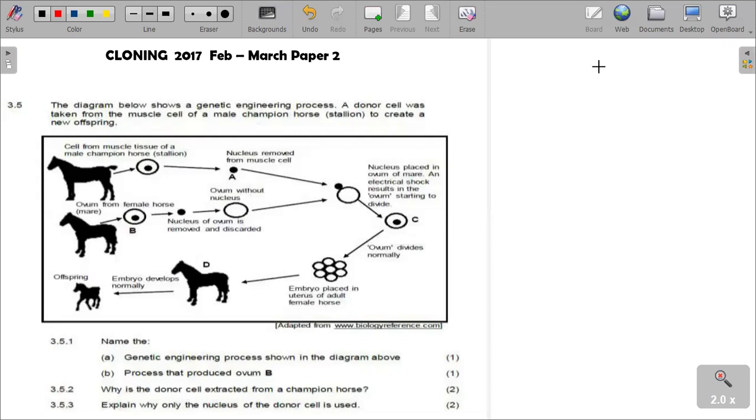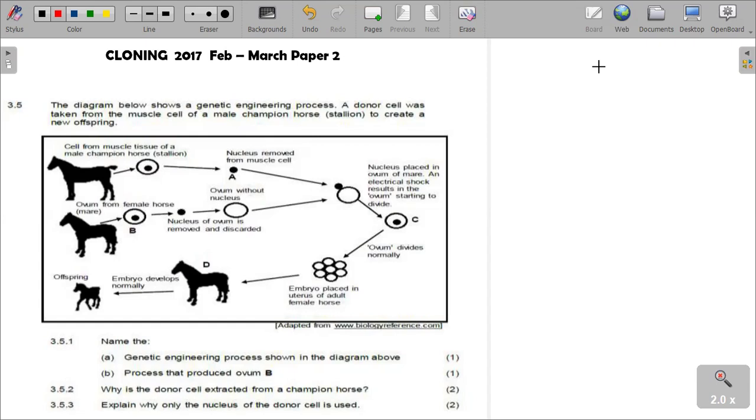So let me first of all give the definition of cloning. Cloning is making one or more genetically identical copies of individual cells or organisms, where one or more genetically identical copies of a cell or organism can be produced. That is called cloning. This process of cloning has been brought about as a result of the genetic engineering process.